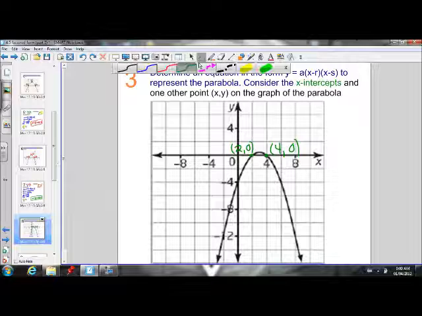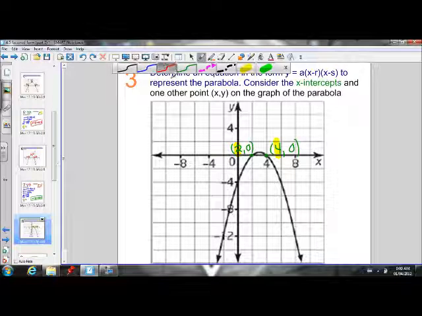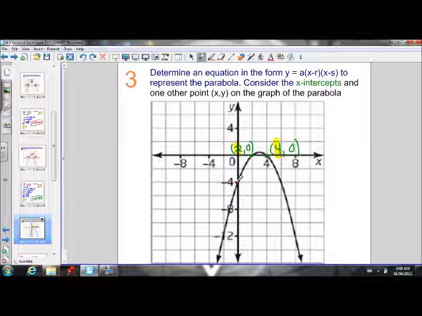We're interested in the x-coordinates where the parabola crosses the graph on the x-axis. It crosses at 4 and 2. Now we need to find another point on the graph. This one looks like a nice easy point. It goes through the point (0, -4).